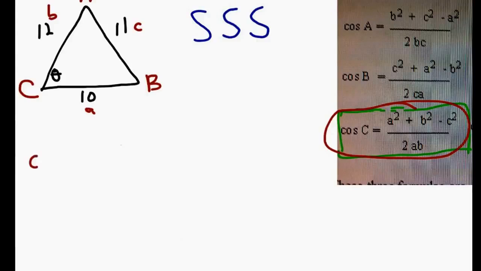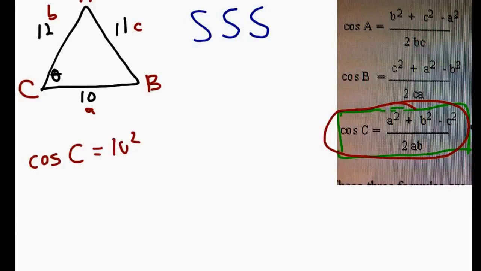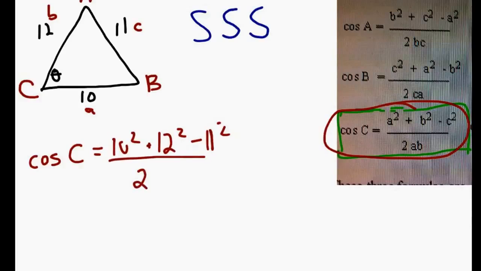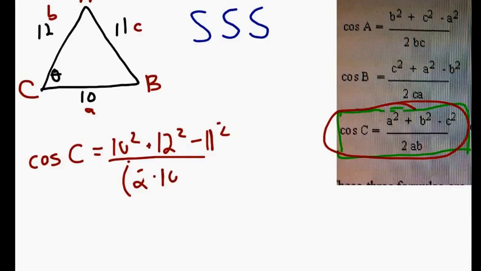So now when we plug it into the formula, we get A squared, so that's 10 squared, plus B squared, so that's 12 squared, minus C squared, which is 11 squared, and we divide by 2 times, let's put that whole thing in brackets, just to make sure the calculator doesn't have any problems. So 2 times 10 times B, which is 12. And that's it. So on your calculator, let's do all of that calculation.